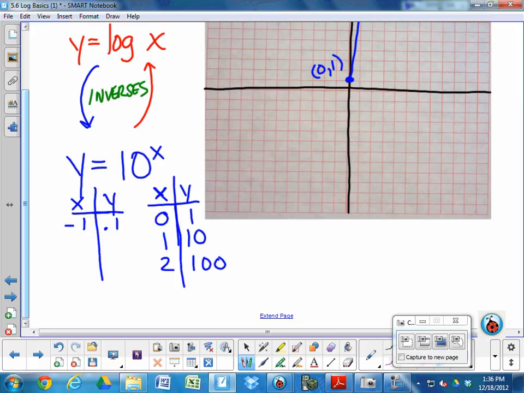0.1, 1/10. It's pretty small. It's a tenth of a block. Small. Put in -2. Too many zeros.